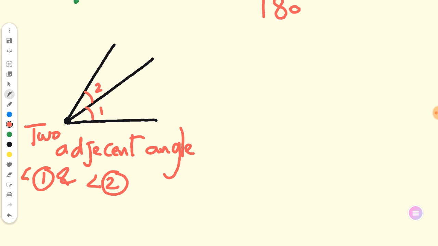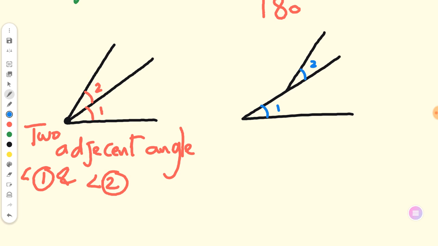Listen, if you have two angles like this, here and here, 1 and 2, they are not adjacent angles. Why? Because they don't have the same starting point. Different starting points, so they are not adjacent angles. Okay?